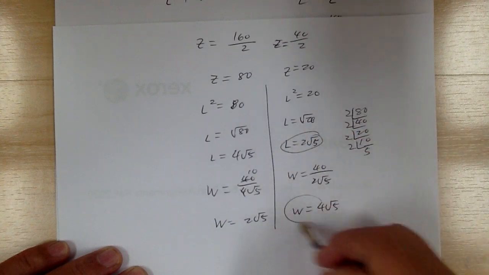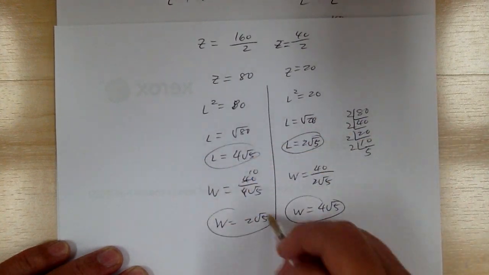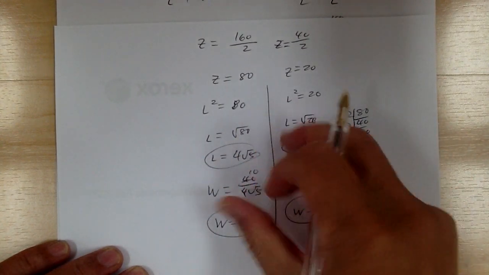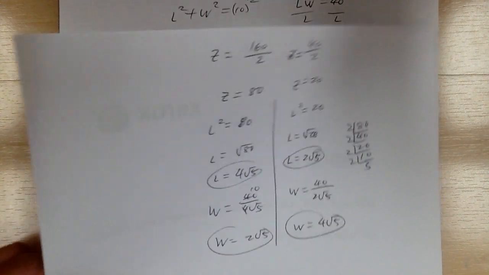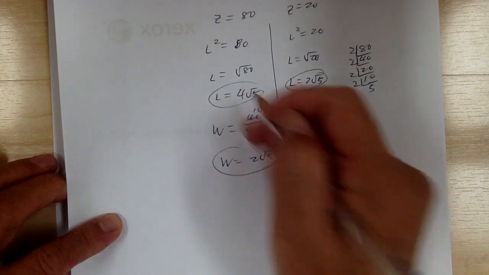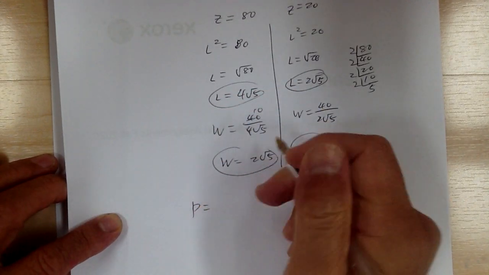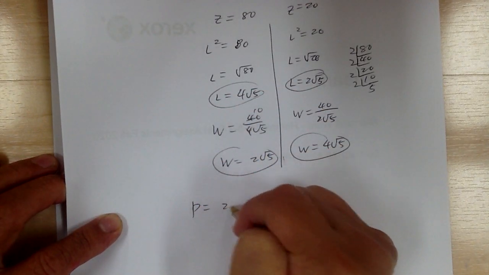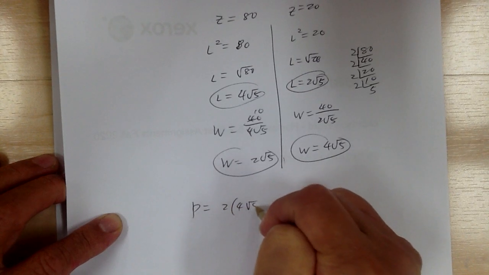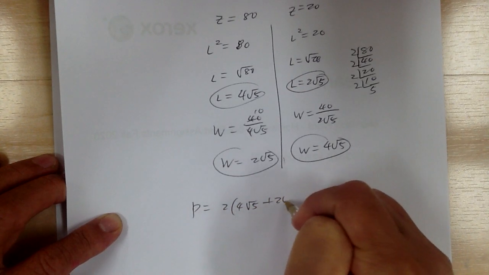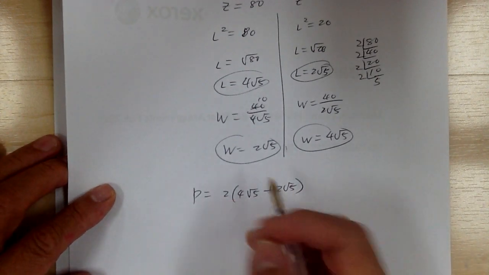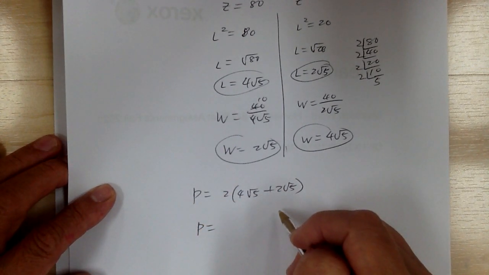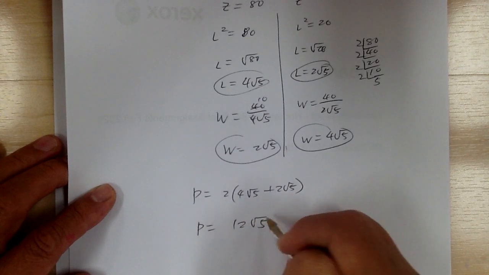Again, notice that normally what we do is notice they are kind of exchanges of each other, right? Okay, so once you do that, then you can find the perimeter. So perimeter equal to 2 times 4 square root of 5 plus 2 square root of 5. Okay, so you plug in the length and width and times it by 2. So perimeter equal to 12 square root of 5.